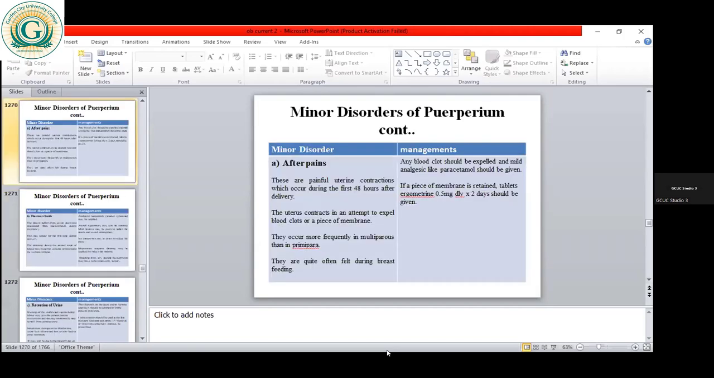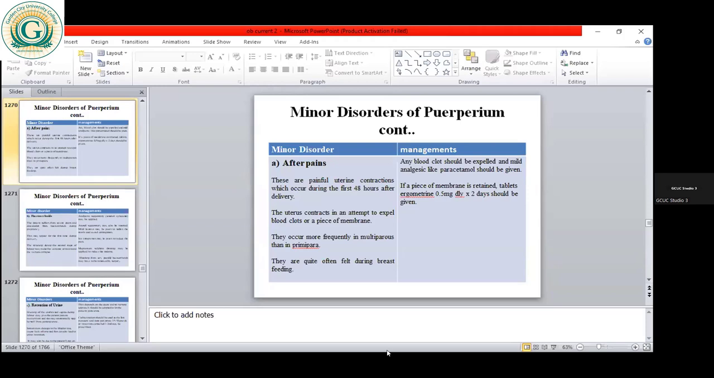Minor disorders, one of them is afterpains. No woman delivers and hasn't got pains, waist pain. Sometimes you realize that mothers can't even stretch themselves after they are delivered because of the waist pain. It's a minor disorder because of the continued contraction of the uterus, which is gradually coming back into the pelvis. So it gives a pain.